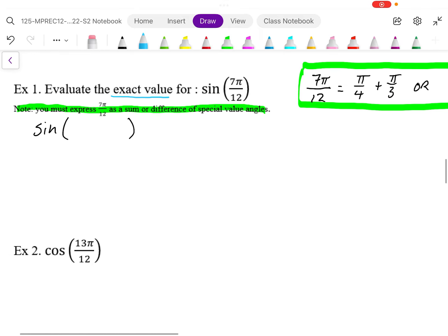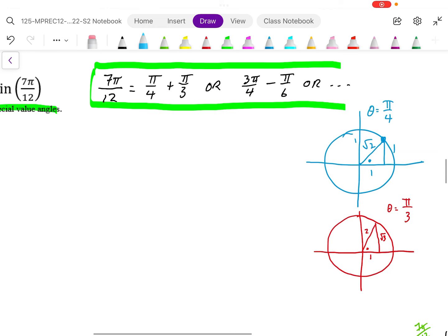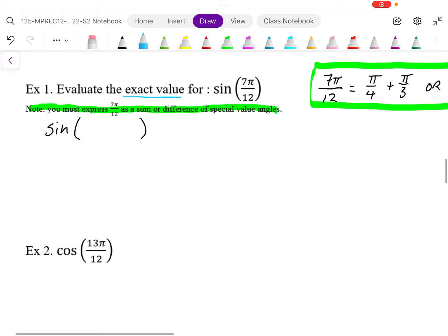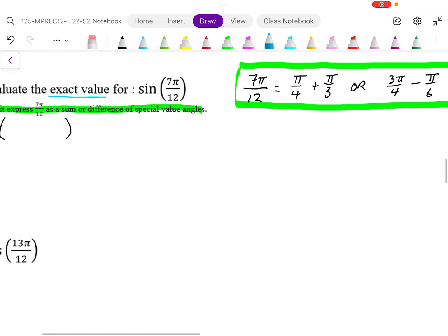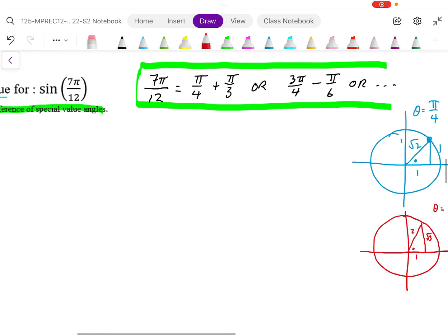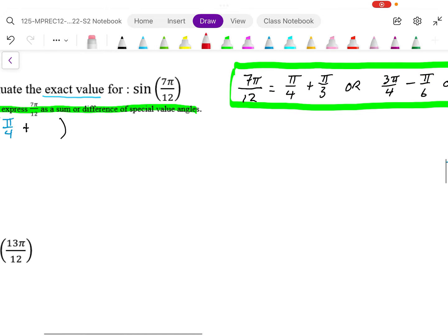So we're going to choose, in this case, pi over 4 plus pi over 3. I'm going to do this in blue, pi over 4 plus pi over 3. Okay, so I've got the pi over 4 picture over here and the pi over 3 picture over here.